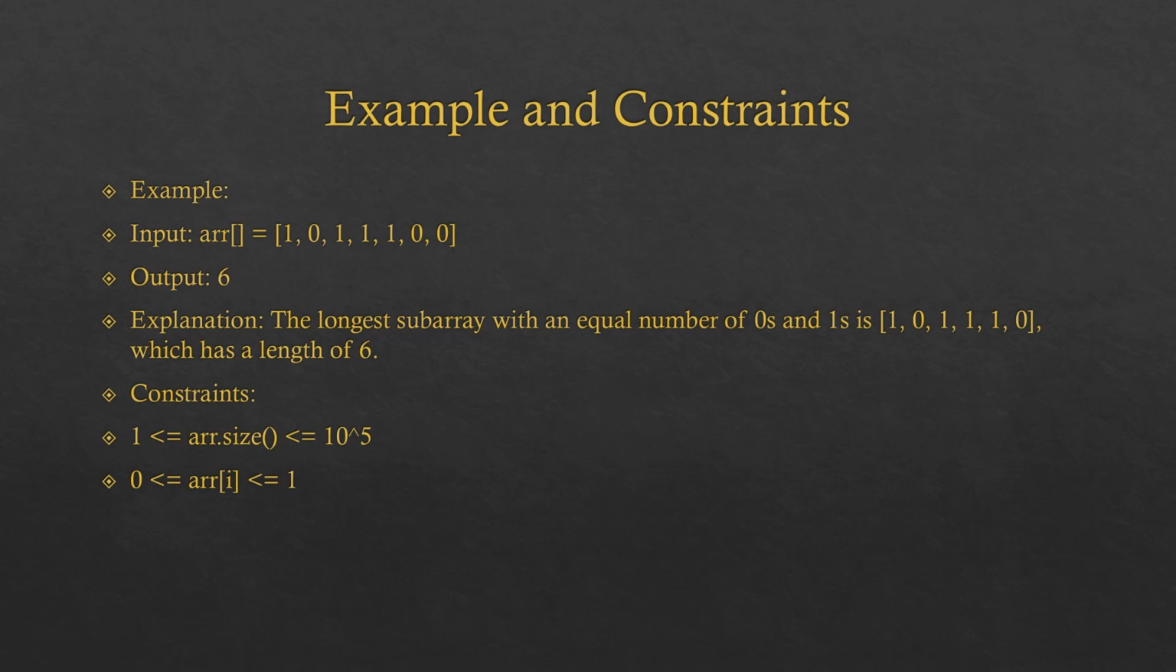In this example, the input array is 1 0 1 1 1 0 0. By carefully selecting a subarray, we can find that the longest subarray with equal zeros and ones is of length 6. There are also constraints to consider, such as the size of the array, which can go up to 1 lakh elements. Our solution needs to be efficient enough to handle such large inputs.